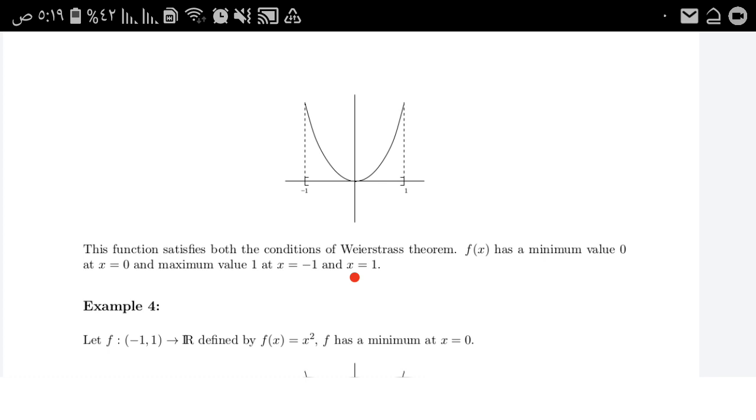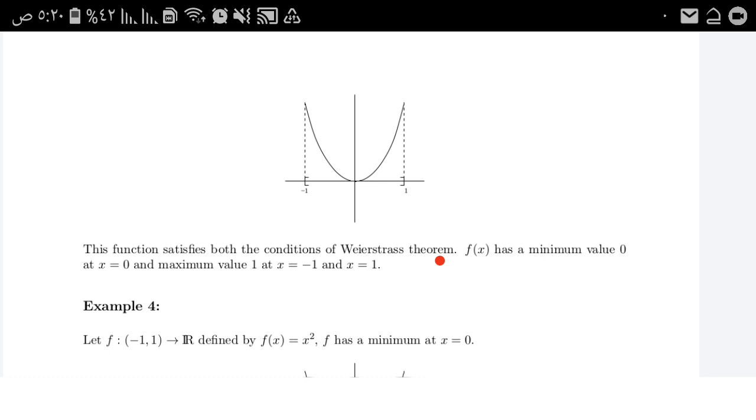Any question? Mr. Hussein, if the two conditions are satisfied, pay attention to my sentence: we will ensure that absolute maximum and absolute minimum exist.